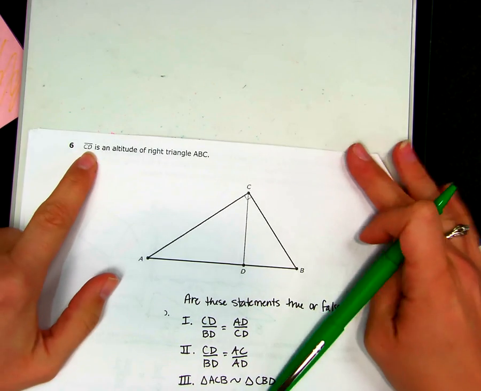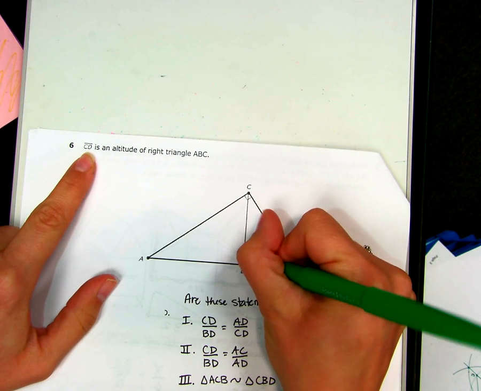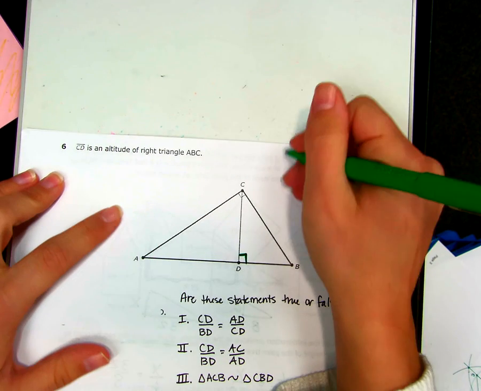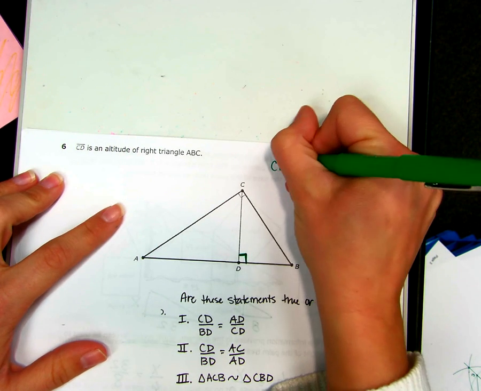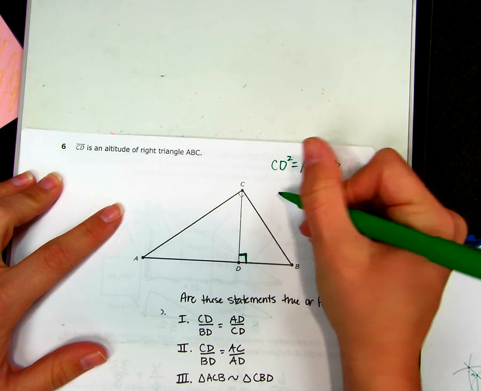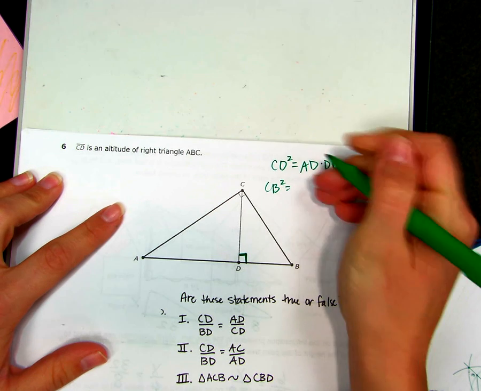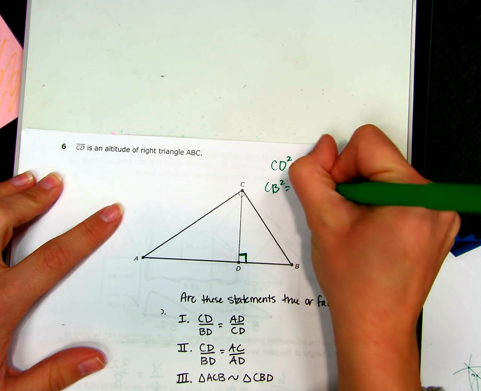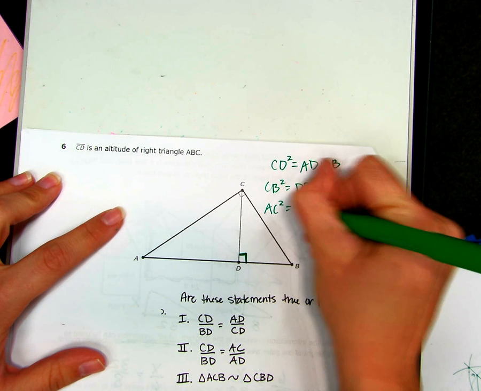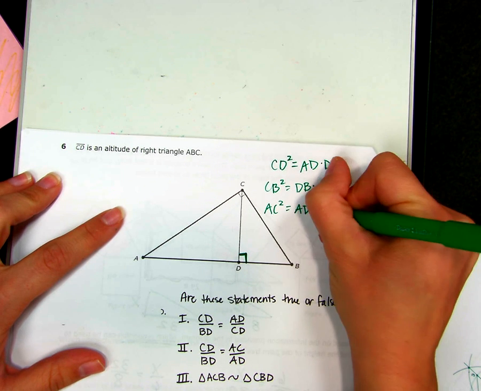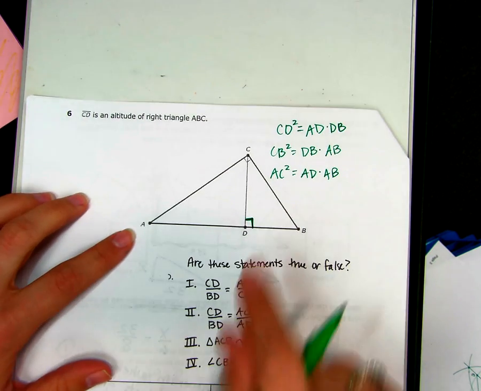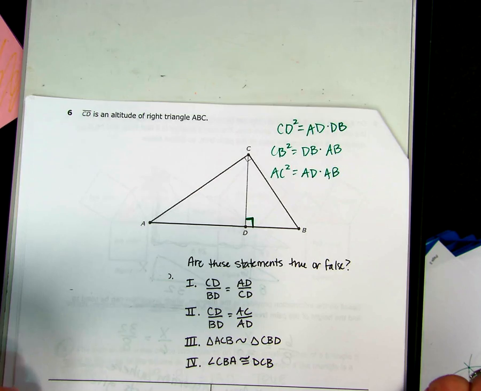Number 6, they tell us CD is an altitude. What that means is this right here is a right angle. So you're going to have your formulas. CD squared is AD times DB. CB squared is DB times AB. And AC squared is AD times AB. I'm going to give you those 3 formulas that go with this picture, so that should help this problem.